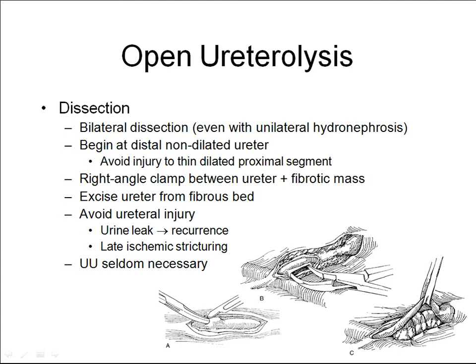Dissection should begin at the distal ureter, which is non-dilated and less susceptible to injury. The thinner dilated proximal segment is often injured when dissection begins higher up. A right angle clamp or dissector is typically inserted between the ureter and fibrotic mass, followed by excision of the ureter from the fibrous tissue. It's important to avoid ureteral injury, which can result in urine leak and increased rate of recurrence, as well as late ischemic stricturing. Ureterotomy is seldom necessary in these patients.